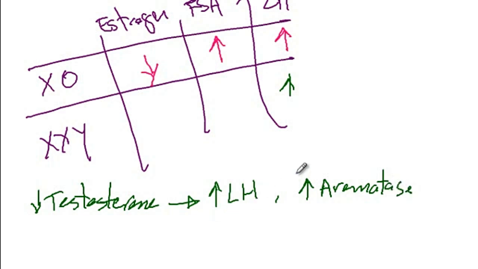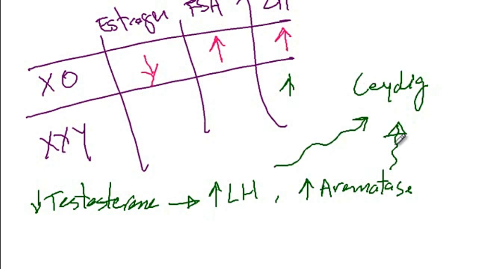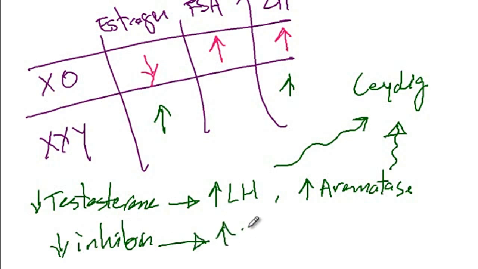And so luteinizing hormone will continue acting on the Leydig cells to stimulate them to provide more testosterone, but any testosterone that is produced is being converted by aromatase into estrogen. So therefore there would be an elevated level of estrogen in patients with Klinefelter syndrome. And then also due to the defects in the seminiferous tubules, there is decreased production of inhibin, which will result in an elevated level of follicle stimulating hormone in these patients.